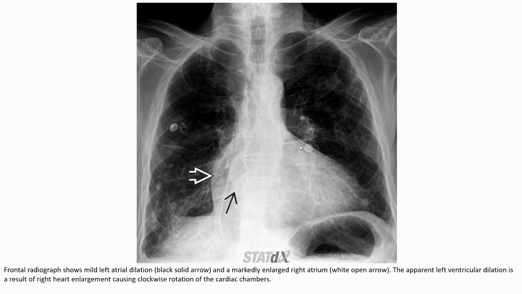This AP radiograph shows mild left atrial dilatation and marked right atrial enlargement. The apparent left ventricle dilatation is a result of right heart enlargement causing clockwise rotation of the cardiac chambers.